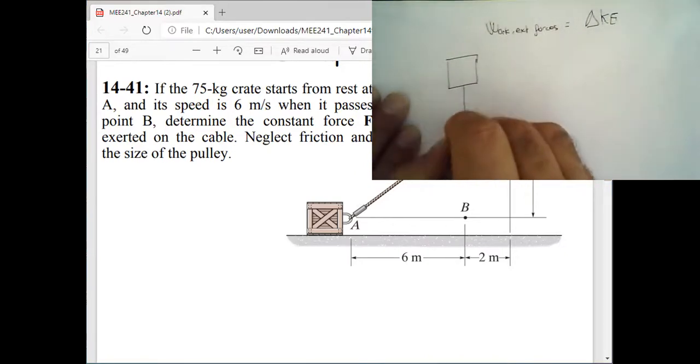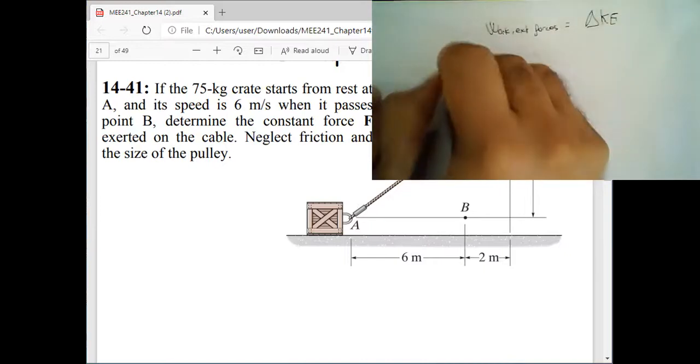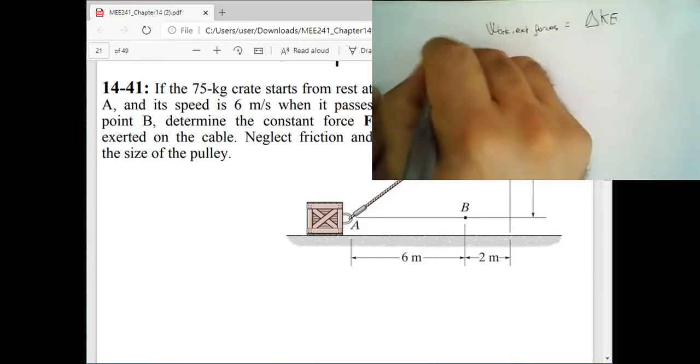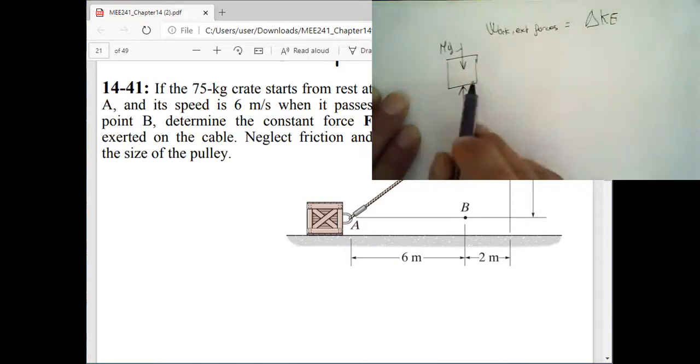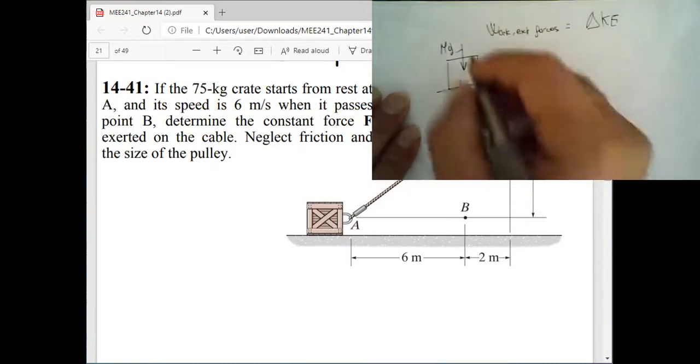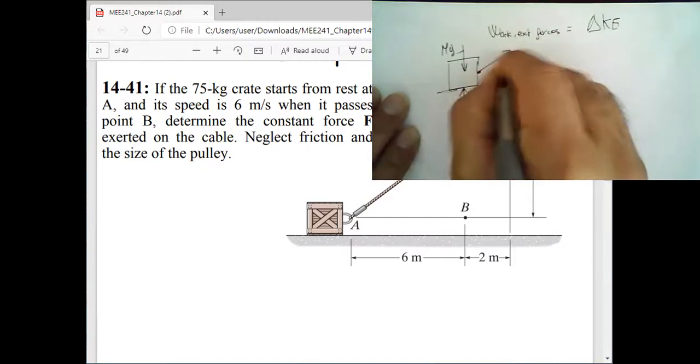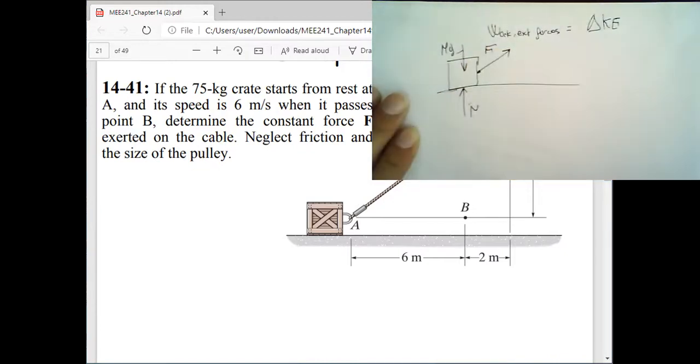Okay, what are the forces that are being applied on here? We have N, we have mg. Well, we would have friction, but they told us to basically neglect the friction. And we actually have a force, a variable force F that is being applied on this object.